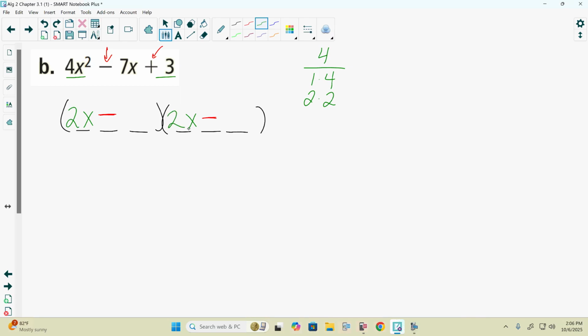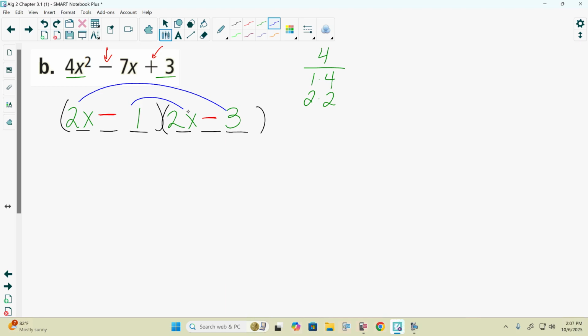Now the factors of 3 are 1 and 3. Are there any other factors for 3? No. Since there's only one set of factors, might as well just throw them in. And again, we don't have to check 2x times 2x, because 2 times 2 is 4. X times x is still x squared. 4x squared, that's still our first term. Negative 1 times negative 3. The negative and negative make a positive. 1 times 3 is 3. We still get plus 3.